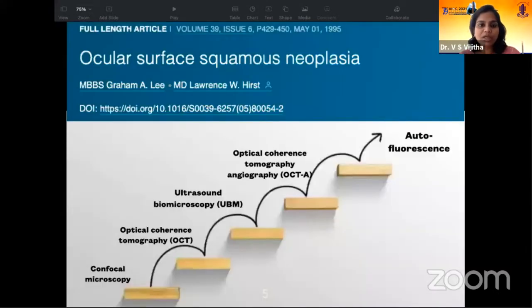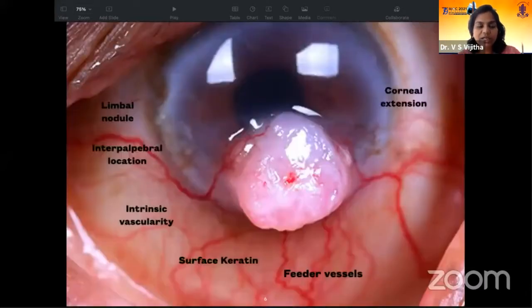Ever since the concept of OSSN was crystallized by Lee and Hurst way back in 1995, a number of imaging modalities have been described, and these include confocal microscopy, optical coherence tomography, ultrasound biomicroscopy, the very interesting OCT angiography, and then autofluorescence. As we all know, OSSN presents as a limbal nodule in the interpalpebral location with intrinsic vessels, the hallmark of surface keratin, feeder vessels, and often corneal extension as well.